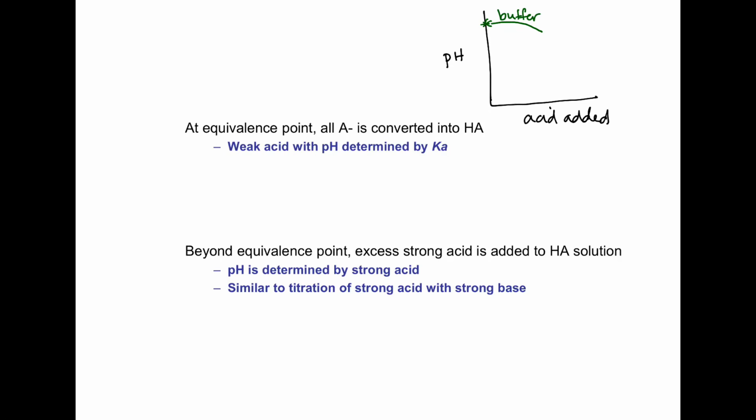Once we've gotten to our equivalence point, all the base has been converted to acid, and at that point, the pH is just determined by the Ka, and the Ka is for the acid that we're producing, so the conjugate acid. Now remember, when we want to do this, we're going to do some stoichiometry, an ice table.